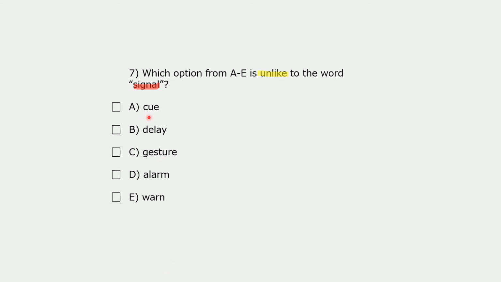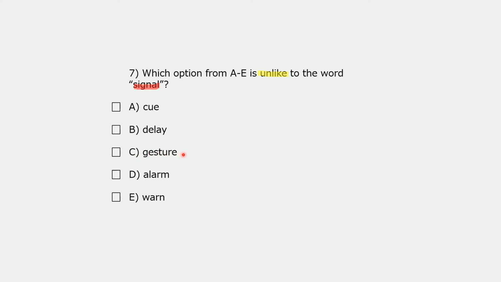So, is signal a synonym or antonym of cue? Well, a signal means that something is on cue, so yes, it does. Does B mean so B is delay? Does signal mean delay? No, it's unlike the word. But let us first see whether C, D or E are apt.